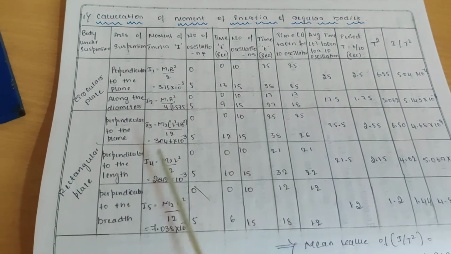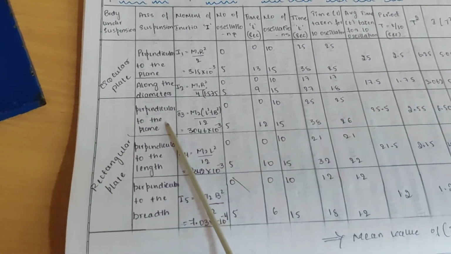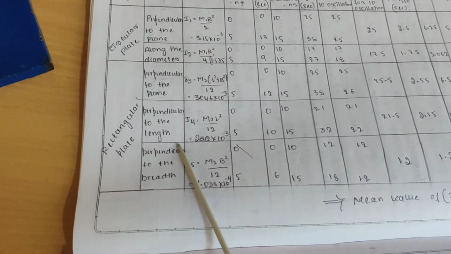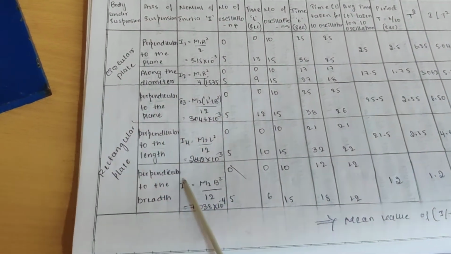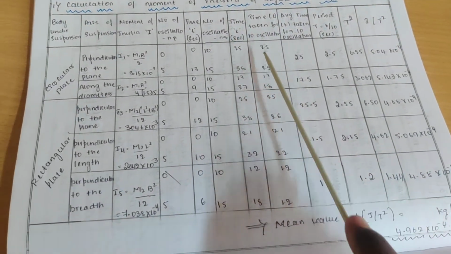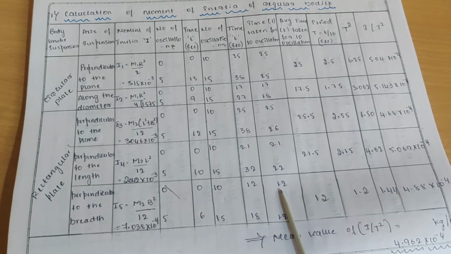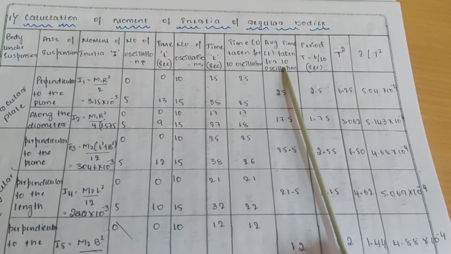For the rectangular plate also, we have seen 3 different axes. One is perpendicular to the plane, another one is perpendicular to the length, another one is perpendicular to the breadth. For all the 3 axes, we have recorded the values, and also we have written the time taken for 10 such oscillations. Now the next column is average time taken for 10 oscillations.